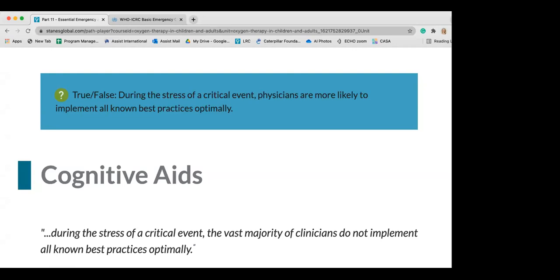Just to help you answer this question, there is evidence showing that during stress, people have access to less than 5% of their cognitive capacity. So there is more risk of making errors when you are stressed. The best way to approach this is to use a cognitive aid.